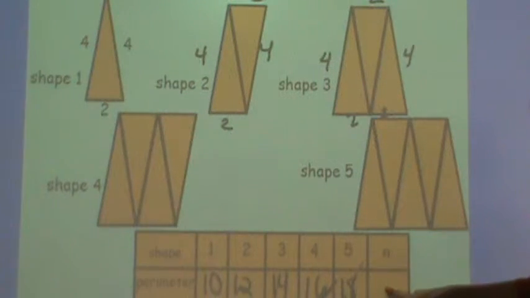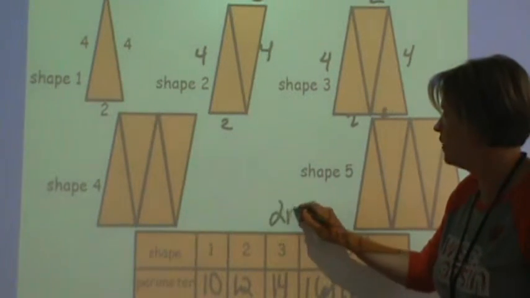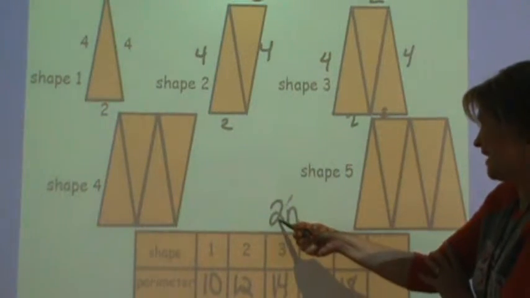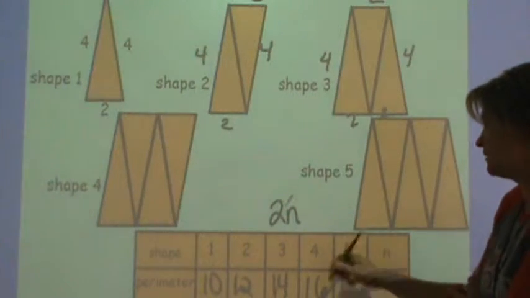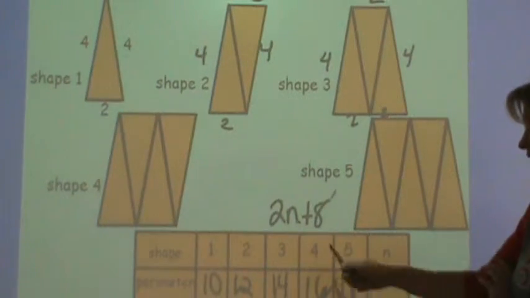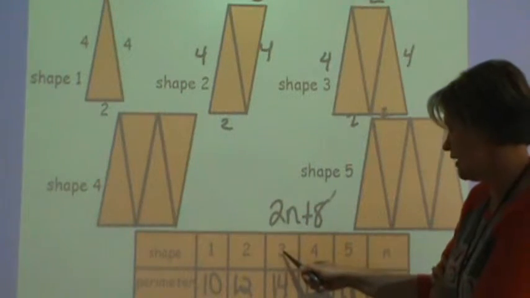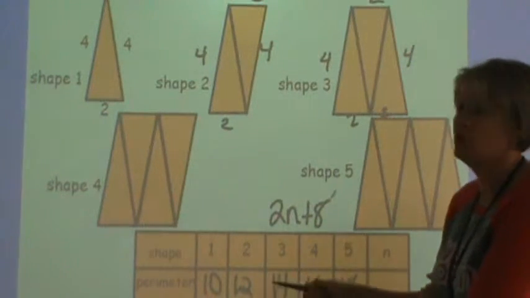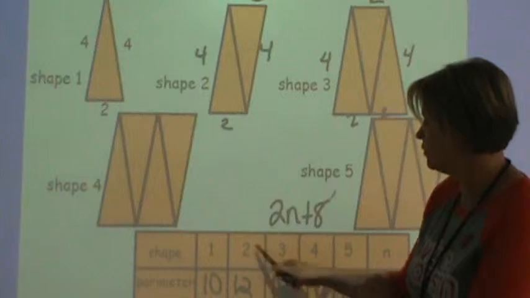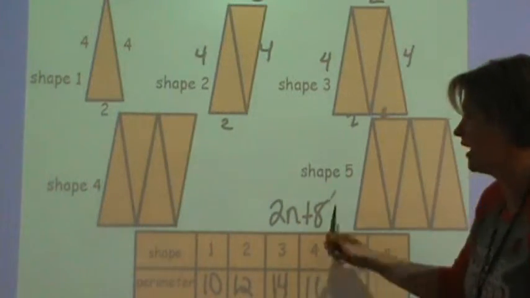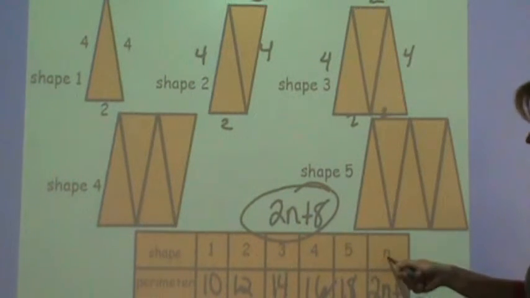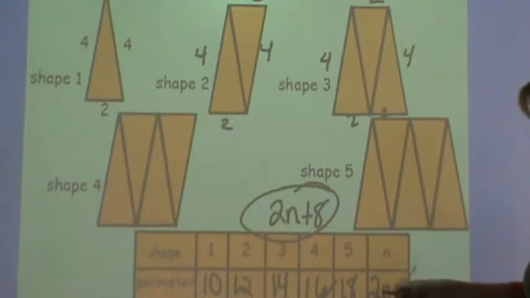So let's just try 2n. If I double my n, let's see. 4 times 2 is 8. 8 plus 8 would get me 16. That would work here. All right, let's try that here. 3 times 2 would be 6. 6 plus 8 is 14. Oh, I think we got it. So 2 times 2 would be 4. 4 plus 8 gives me my 12. We got it. This is our expression: 2n plus 8. No matter what n is, you're going to double it and add 8, and that's going to be your perimeter.